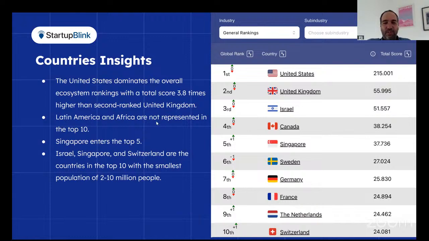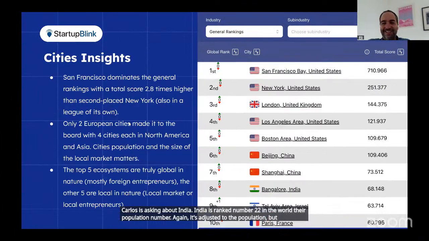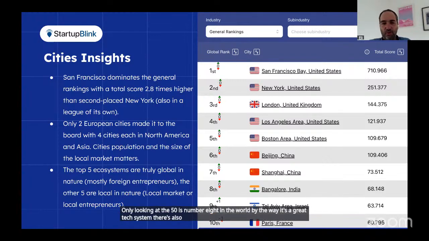Carlos is asking about India. India is ranked number 22 in the world per population number. Again, it's adjusted to the population, but let me click on the cities inside. And over here, you will see that Bangalore, when not adjusted for population, only looking at the city, is number 8 in the world. Bangalore is a great ecosystem. There's also Delhi and Mumbai that do very well.